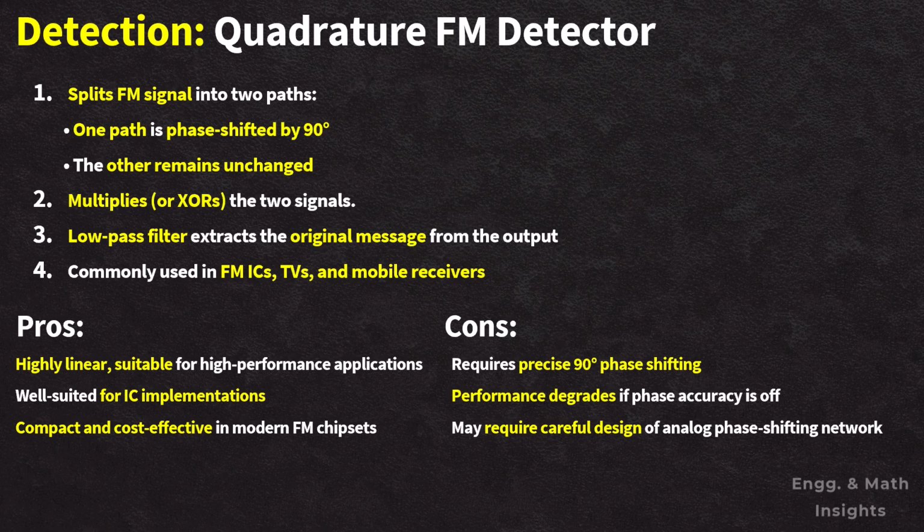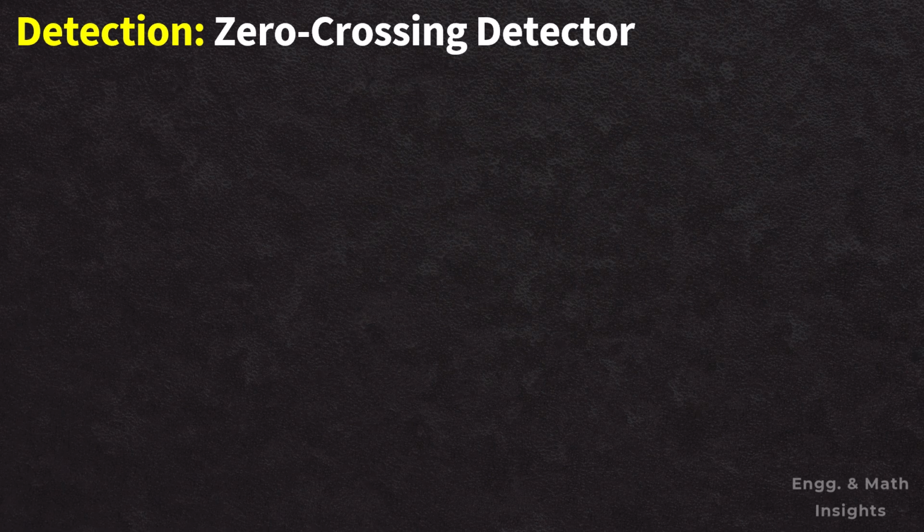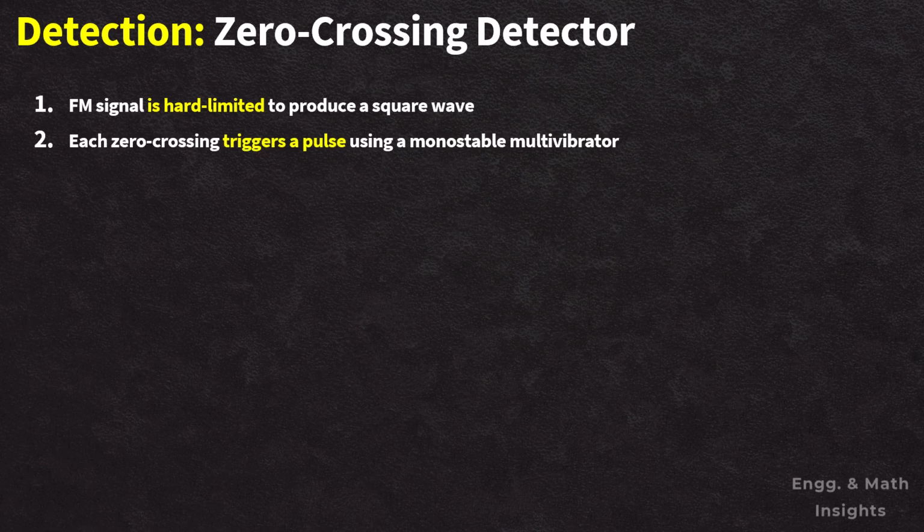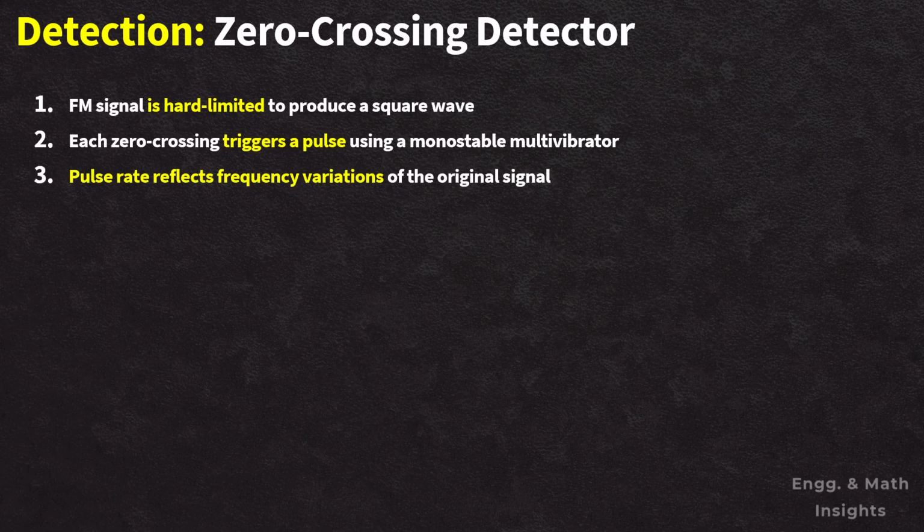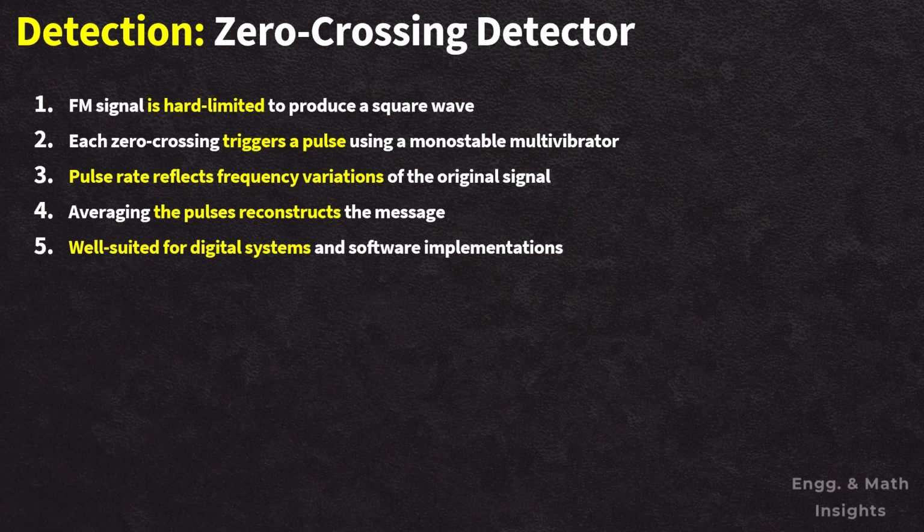Next detection technique that we have is the zero crossing detector. The zero crossing detector is a simple and digital friendly method. The FM signal is first converted into a square wave using a hard limiter. Every time the waveform crosses zero, it triggers a pulse from a monostable multivibrator. The rate of this pulse, which corresponds to a frequency, is averaged to reconstruct the message signal.